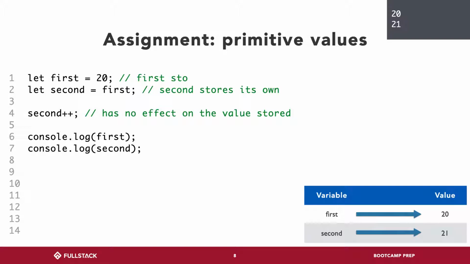So if you say let first equal to 20, and you say let second equal to first, second stores its own value of that. It makes a copy of the value that's being stored at first. And when you increment second on line 4, it doesn't affect the value stored inside of first. It just doesn't, because it's a copy. It copies it, and it takes that copy. The original is left the same. First is not altered no matter how many times you alter second. It just doesn't happen.